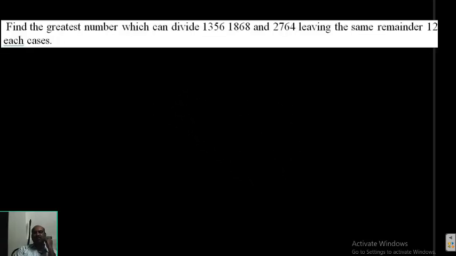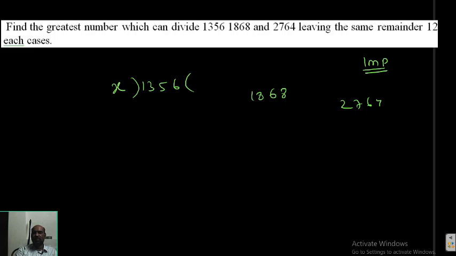Find the largest number that can divide 1356, 1868 and 2764, leaving the same remainder 12 in each case. Excellent problem, important model. Students listen, 1356 given, 1868 given, 2764 given. We want to find out a number, x.